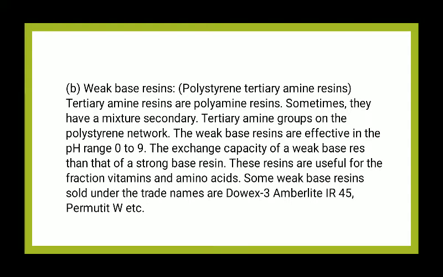Weak base resin: polystyrene tertiary ammonium resin. Tertiary amine resins are polyamine resins. Sometimes they have a mixture of secondary and tertiary amine groups on the polystyrene network. The weak base resins are effective in the pH range 0 to 9. The exchange capacity of weak base resin is less than that of strong base resin. These resins are useful for fractionation of vitamins and amino acids. Some weak base resins are sold under the trade names Dowex 3, Amberlite IR45, Permutit W, etc.